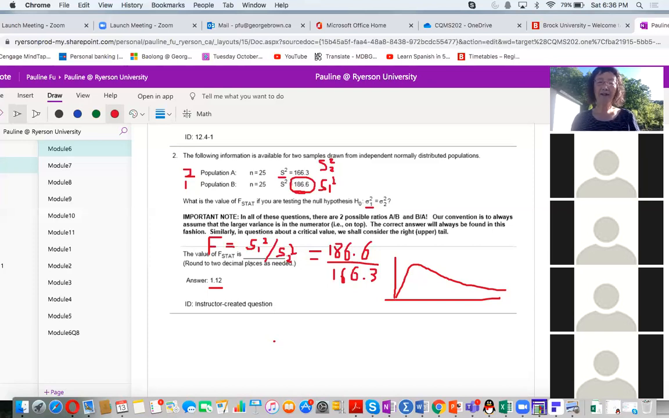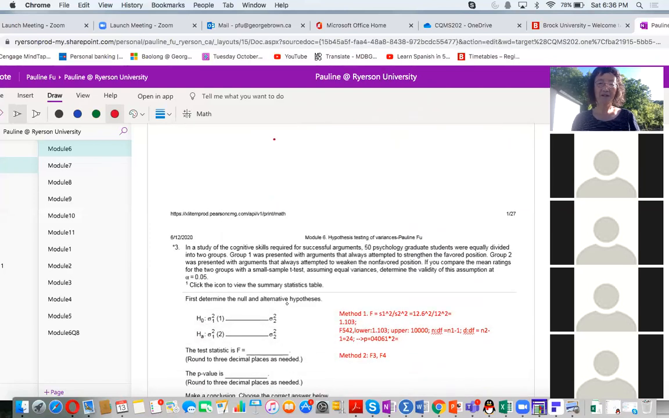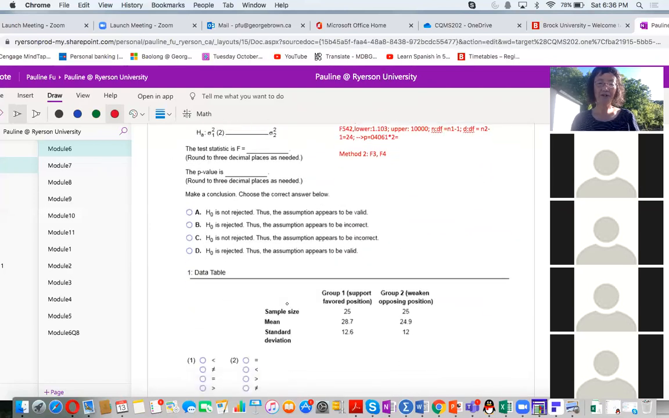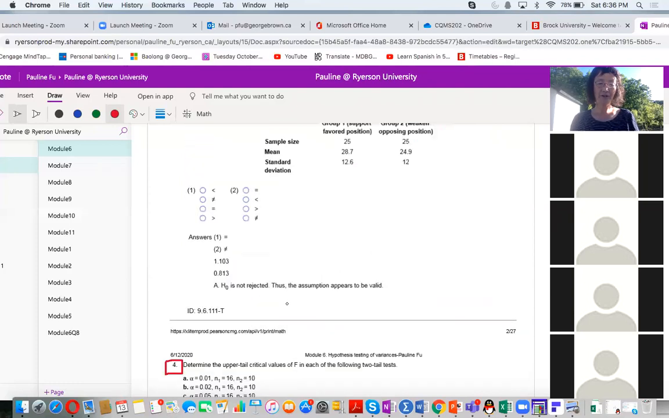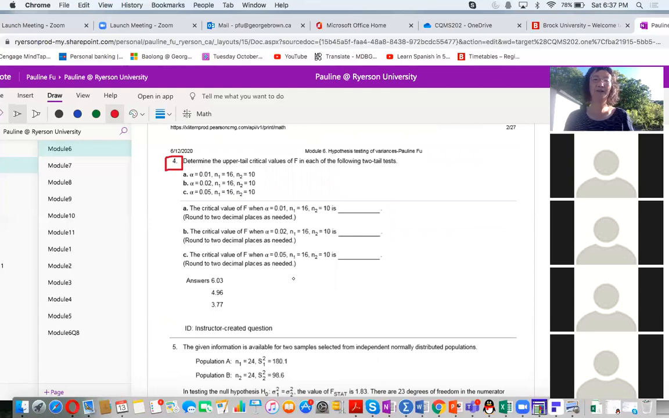Once you get this F test statistic, use the critical value method: compare this F test statistic with the critical value of F. And this is the topic we are going to turn to. How do I find the critical value of F? This is the question. Oh, here, I go, question 6.